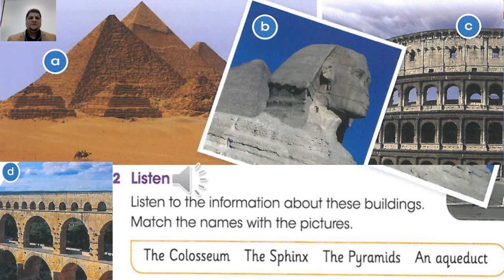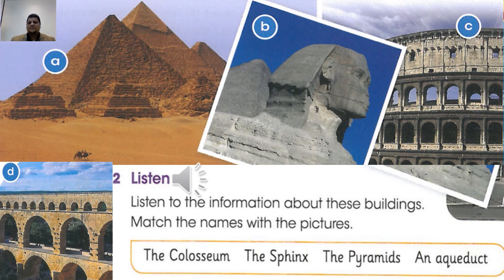Now, after you watch the videos, I want you to pause it. To pause the video, this recording, and try to match the names with pictures. For example, the Colosseum, which picture is the Colosseum, the Sphinx, the pyramids, and aqueduct, and then come back to me. Now, you are going to listen to 2 children talking about these buildings. All I want you to do is to listen to them carefully, and then you are going to check your answers, the ones you did when you were pausing the video.